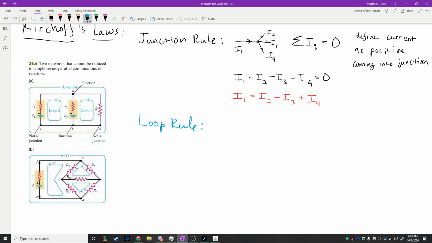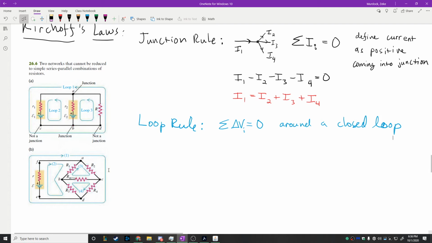Okay. The loop rule states that if I sum up the voltage drops around a closed loop, the sum of the voltage drops should be equal to 0 around a closed loop. A loop is something like this. You draw a loop like this, and you have rules for what these delta V's actually represent.